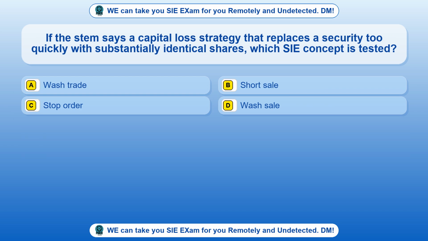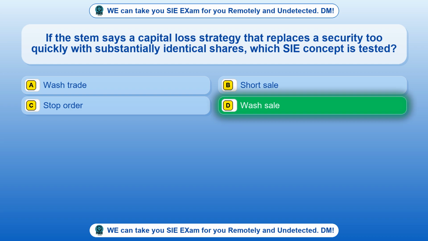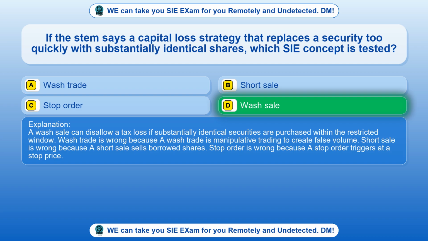Question 68. If the stem says a capital loss strategy that replaces a security too quickly with substantially identical shares, which SIE concept is tested? Option A, wash trade. Option B, short sale. Option C, stop order. Option D, wash sale. The correct answer is option D, wash sale. A wash sale can disallow a tax loss if substantially identical securities are purchased within the restricted window.